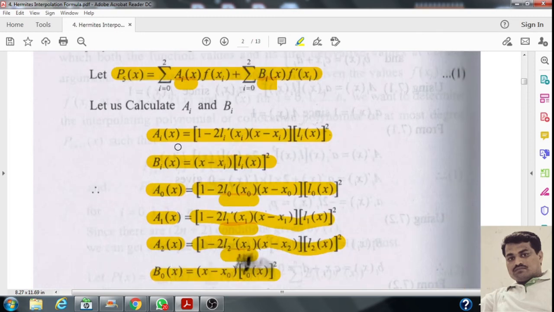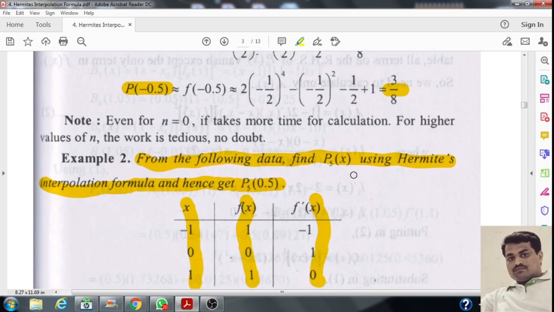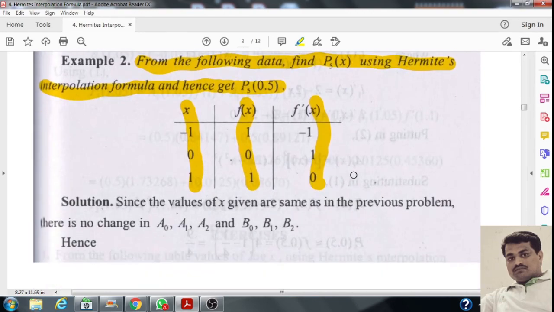This is the formula for aix. In the aix, we have 1 minus 2 times li dash of xi into x minus xi. This complete term depends on xi. Also this lix depends on xi, as you know from the above formula. Means aix is completely based on x0, x1, x2, and similarly bix. Hence we consider the same a0, a1, a2 and b0, b1, b2 in the next problem.